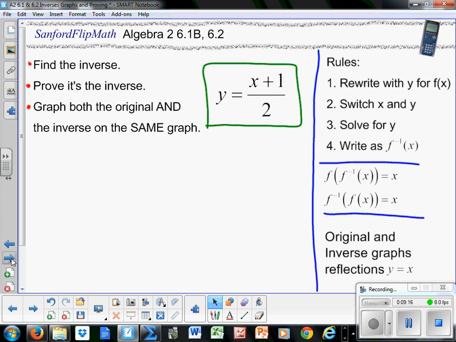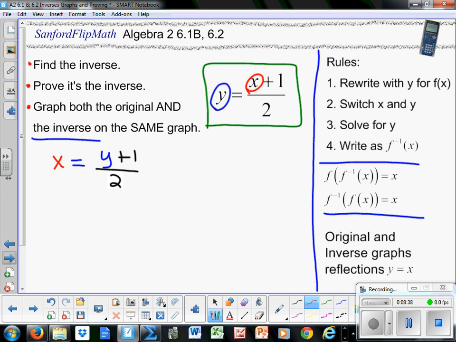Okay, so here's how it looks. We're going to find the inverse. Again, we rewrite the function with y instead of f of x. That's already done. Now we're going to switch x and y. What used to be y is now in the x position, and what used to be x goes in the y position. So I switched them. x and y traded places.